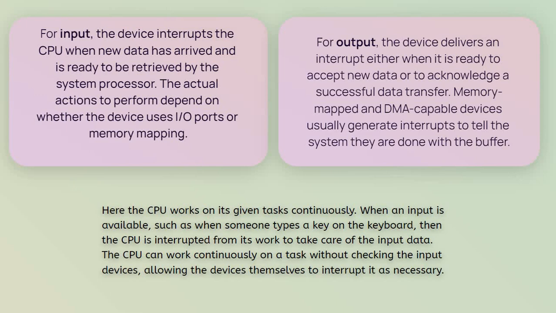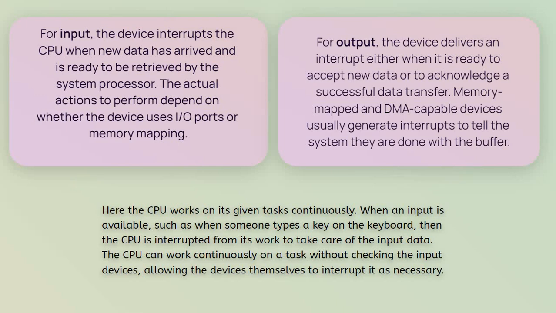Now here we will see how device interrupts work for input and output differently. Interrupt driven input output efficiently handles the input and output operations by allowing the input devices to interrupt the CPU when new data is available. And output devices interrupt the CPU when they are ready to accept new data.